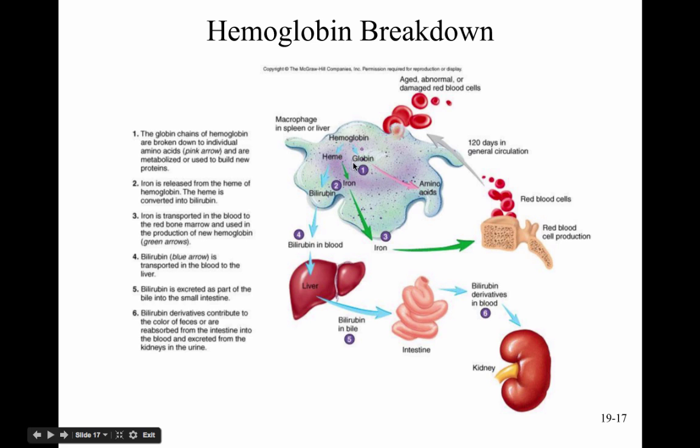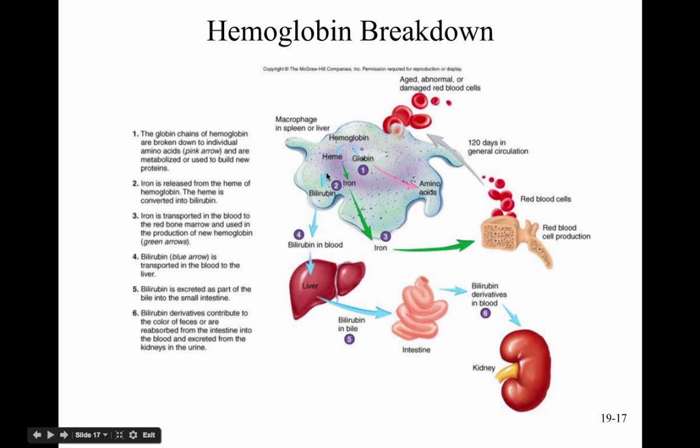And so the hemoglobin part gets reused. The globin part gets broken down into the individual amino acids, taken out into your blood again and reused, either to make more red blood cells or it can be used in other parts of your body also. The iron here gets taken back to your red bone marrow and reused for more red blood cell production.